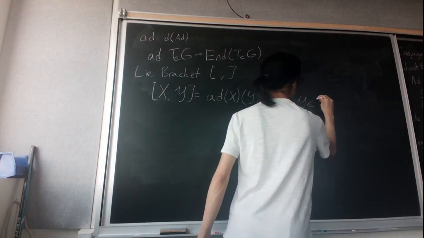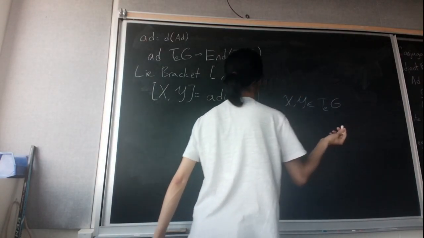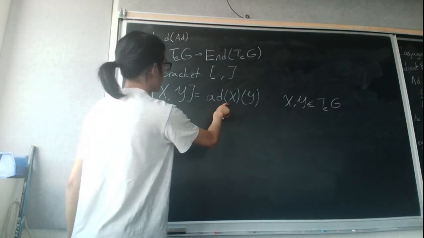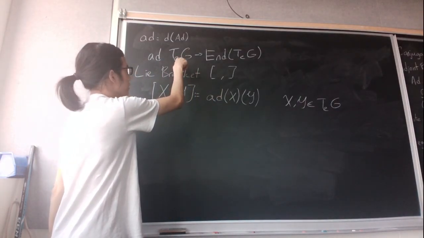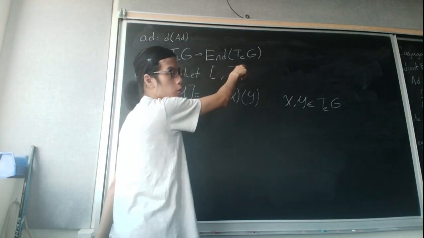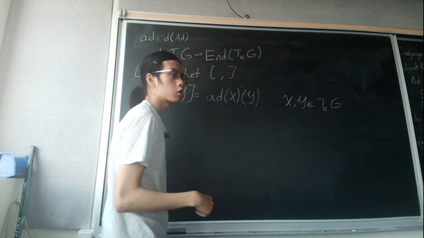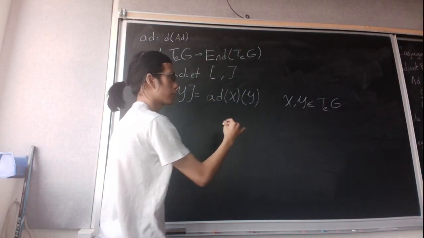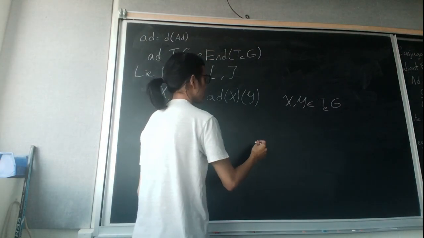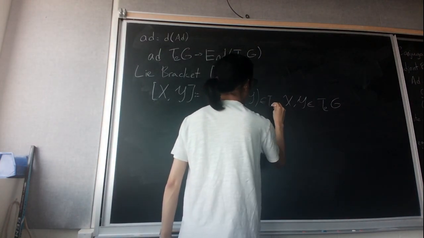x, y are tangent vectors at the identity of G. So you put in an x. This is your x thing. Your ad spits out an endomorphism of the tangent space. So what do you do with an endomorphism of the tangent space? You put in another vector, and you get a vector out of that.